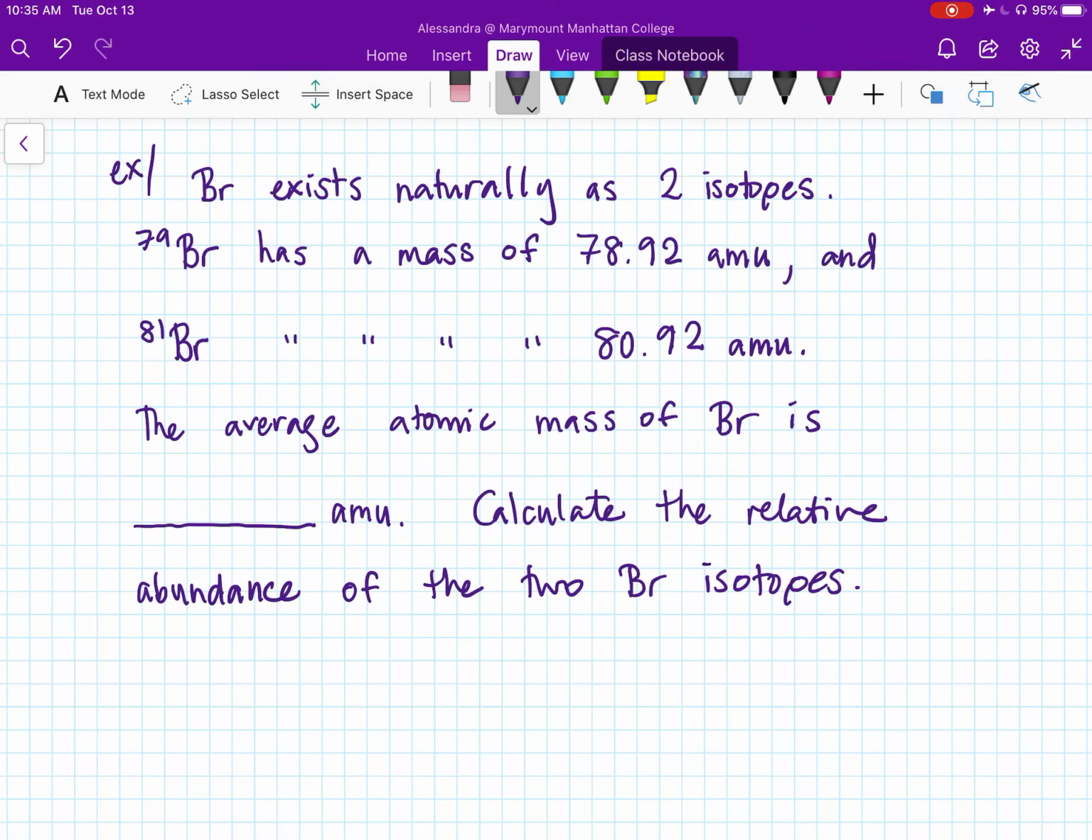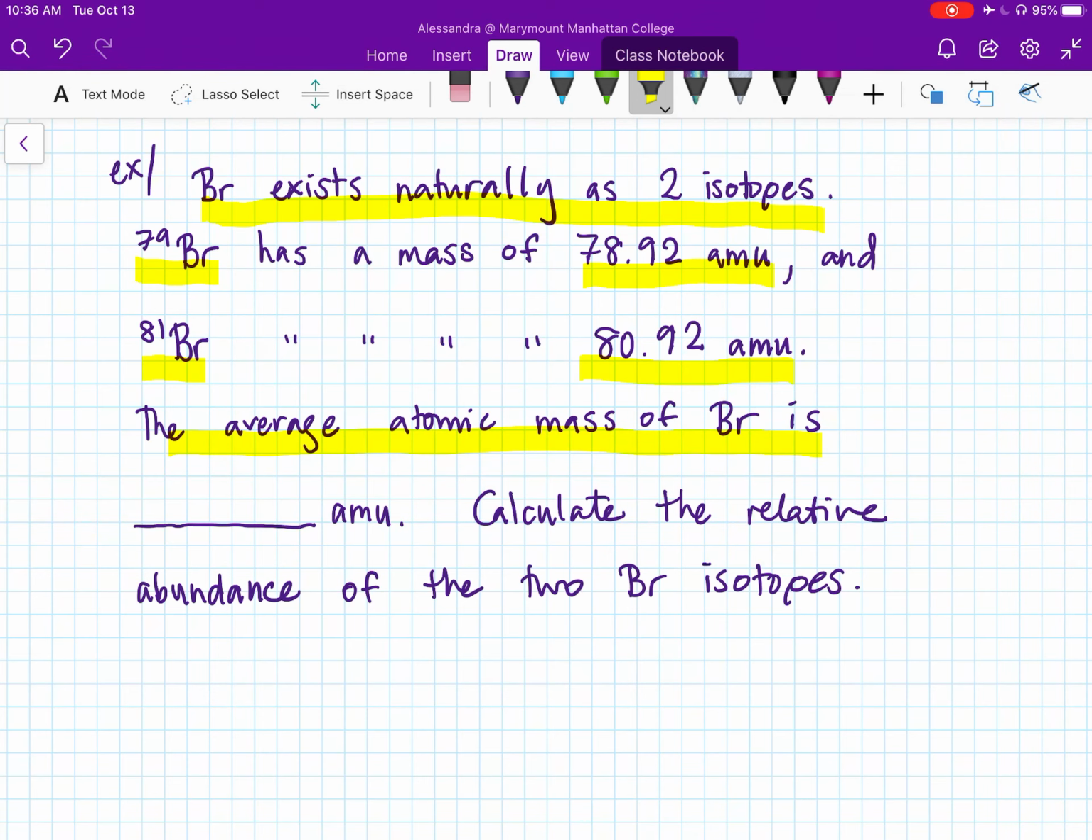Let's do another example where we calculate the relative abundance of isotopes. In this example, we're going to use bromine, which exists naturally as two different isotopes. The lighter isotope, bromine 79, has an exact mass of 78.92 AMUs. I'm just rounding to the hundredths place there. The heavier isotope, bromine 81, has a mass of 80.92 atomic mass units.